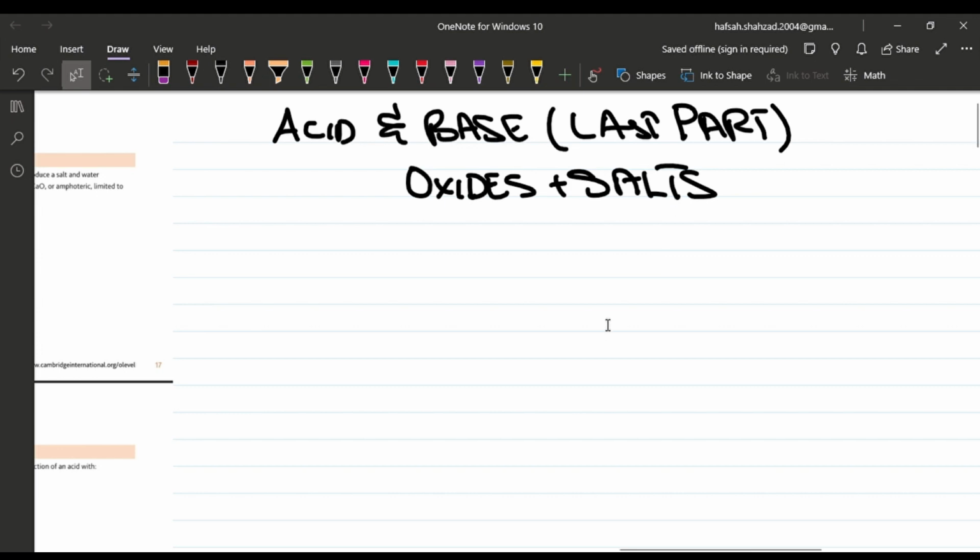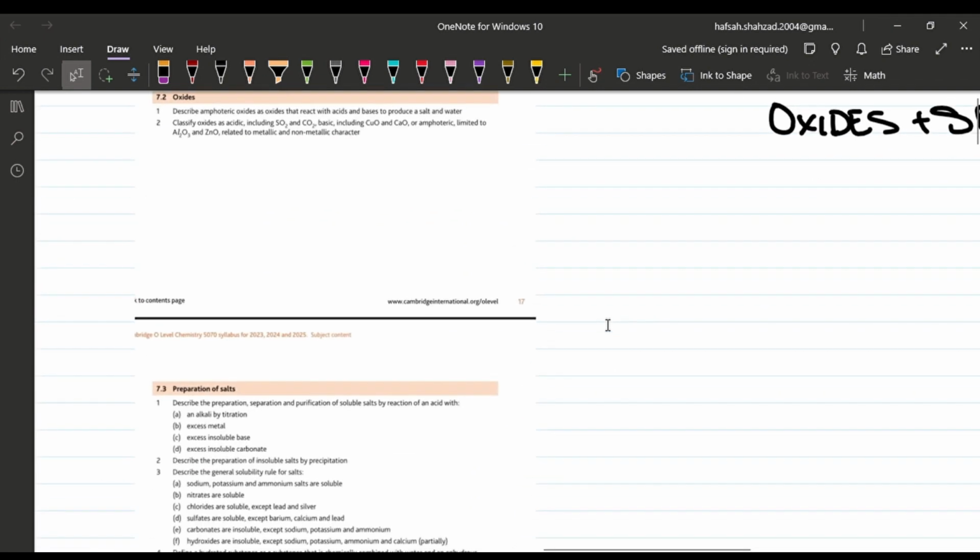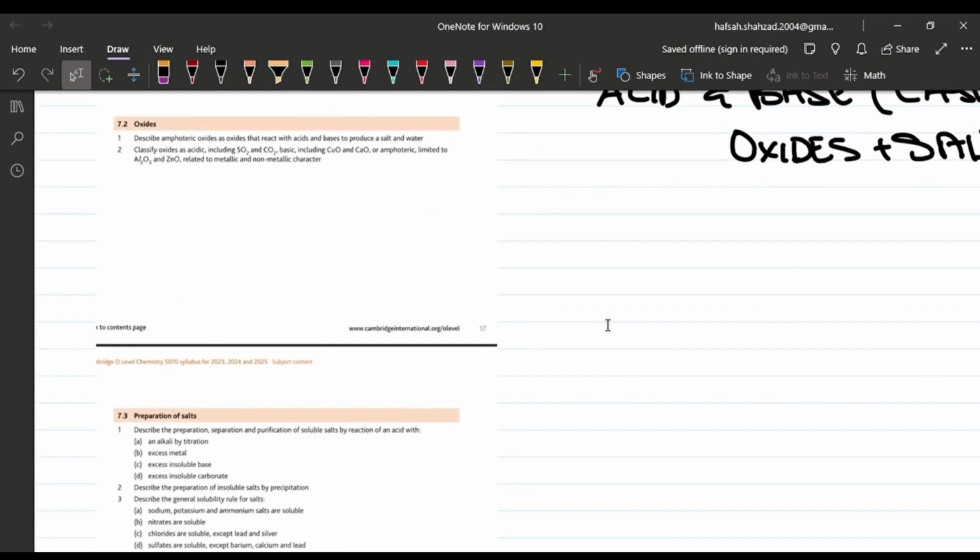In this lesson, we will be talking about acids and bases. In the last class, we talked about acids and bases, their basic properties and their reactions. Today, we'll be discussing the last sections, 7.2 and 7.3 of this chapter, which talk about oxides like basic, acidic, and amphoteric, and how to prepare salts, like soluble salts and insoluble salts.